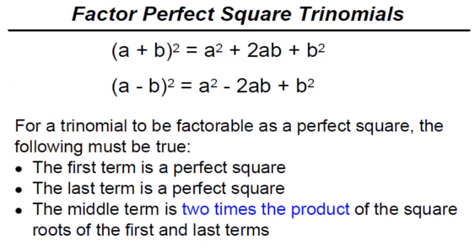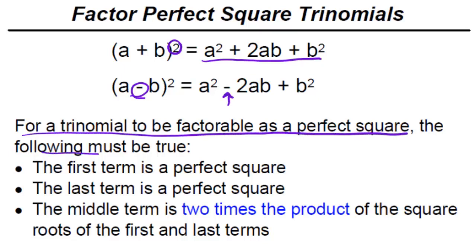Now we're going to try to factor perfect square trinomials. Remember, perfect squares are anytime you take a number and multiply it by itself, like this right here. We have a plus b times itself, and it produces this pattern of a squared plus 2ab plus b squared. The second pattern is a minus b times itself, and the only thing that changes is the minus right there. For a trinomial to be factorable as a perfect square, the following must be true.